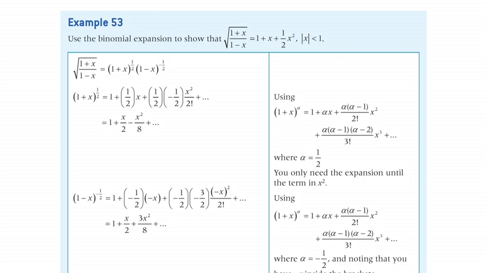You now need to expand each of the factors on the right-hand side using the binomial expansion for fractional indices. That is, (1 plus x) to the alpha equals 1 plus alpha x plus alpha multiplied by (alpha minus 1) divided by 2 factorial, multiplied by x squared, plus alpha multiplied by (alpha minus 1) multiplied by (alpha minus 2) divided by 3 factorial multiplied by x cubed plus ..., where alpha equals a half in the first factor.